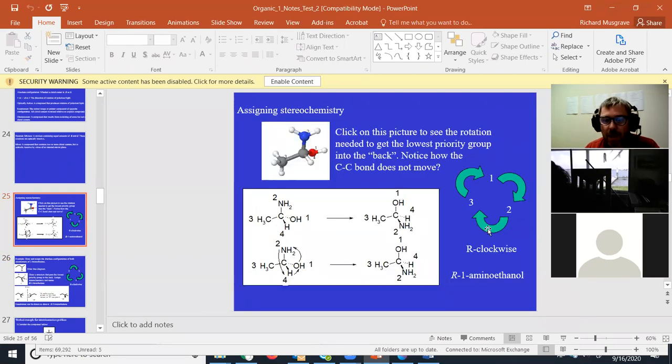But this would be R that we've got here because we have to put the lowest priority group into the back by rotating it and then look at the 1, 2, 3, whether it goes clockwise or counterclockwise. So it's called R-1-amino-ethanol, but it's the R that we're most interested in here. Does anybody have any questions?